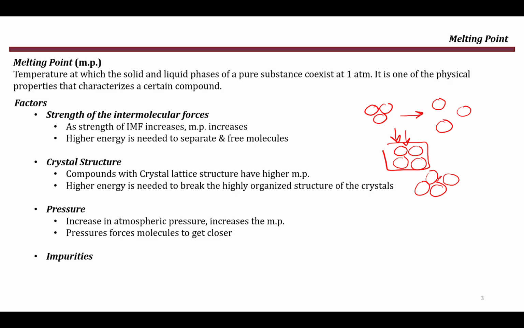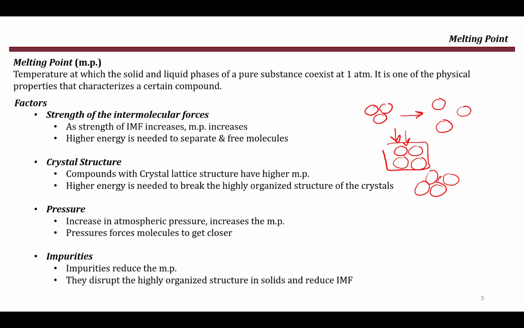The other factor which may affect the melting point of a compound is the existence of some impurities. Impurities are usually known to reduce the melting point of a compound, and the reason is that the presence of these impurities will weaken the intermolecular forces which exist between the molecules, and that's why it will be easier to separate them.